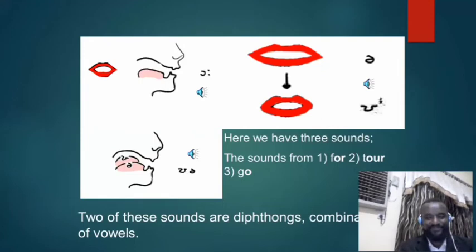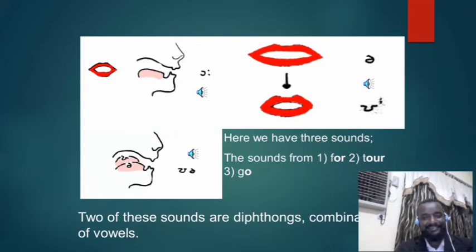The difference between O and U. O is more round and we can say it's more open. U is shorter and the lips are less rounded.